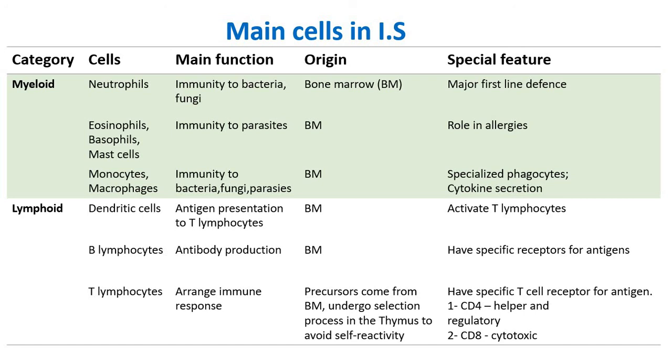The last one is T lymphocytes. These are the cells which orchestrate the immune response. The precursors of T lymphocytes come from bone marrow, but they undergo a selection process in the thymus to avoid self-reactivity. These cells have specific T cell receptors for antigen, and according to that, T lymphocytes are divided into two main cell types called CD4 and CD8. CD4 is the helper and regulatory cell. CD8 is the cytotoxic cell.